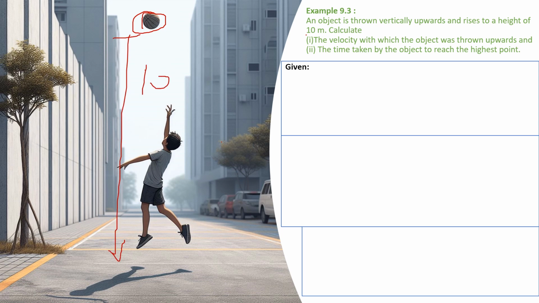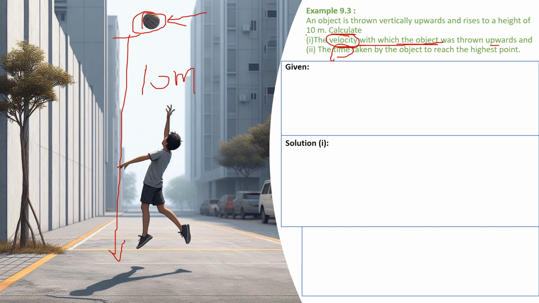Calculate. What is it? We have to calculate the velocity with which the object was thrown, the speed at which the object was thrown upwards. Second, I need to calculate the time taken for the object to reach the maximum point. This is the maximum point, assume. You need to calculate the time to reach the height. You need to calculate the velocity.